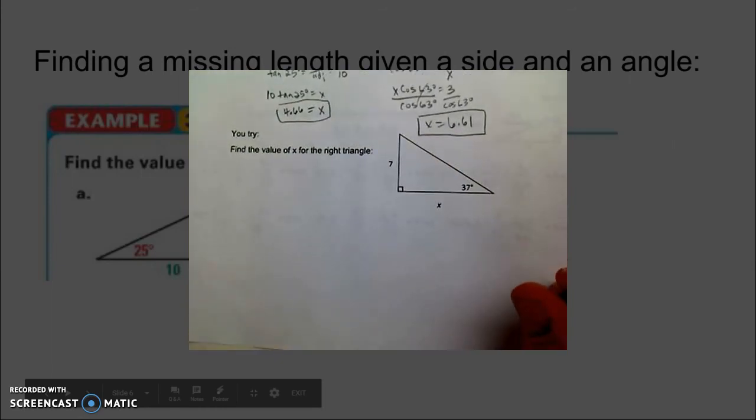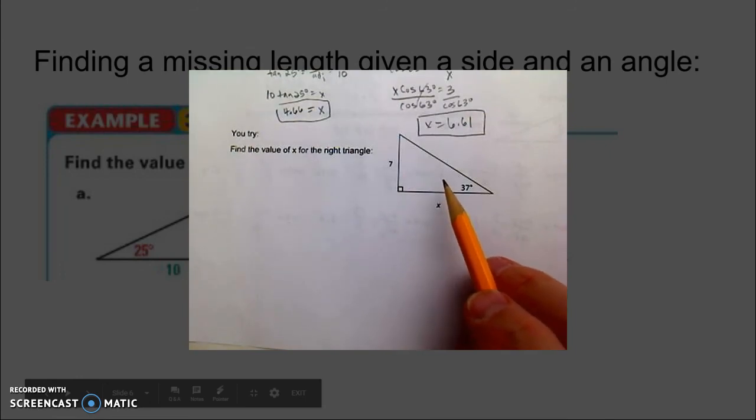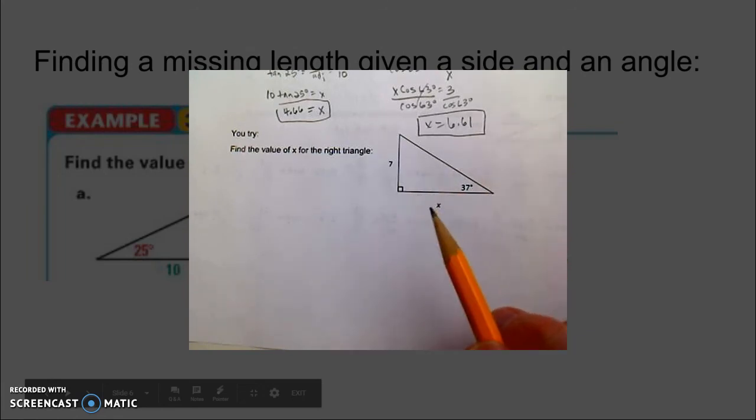One more to go ahead and try on your own. Find the value of x in this triangle. Go ahead and pause the video. Give this a shot on your own. Start the video back up and check your work.